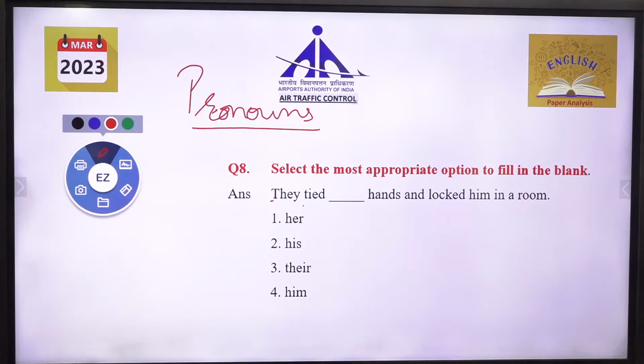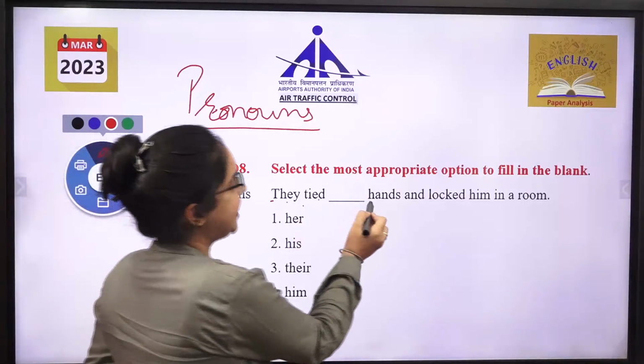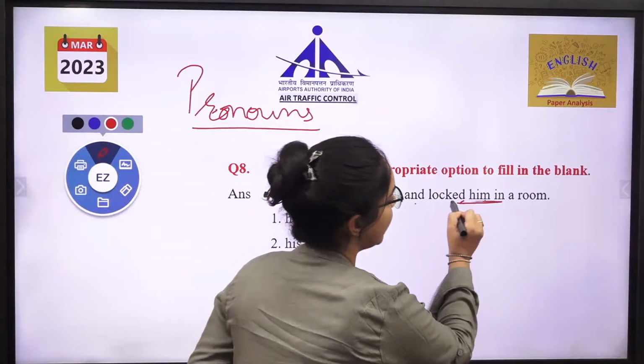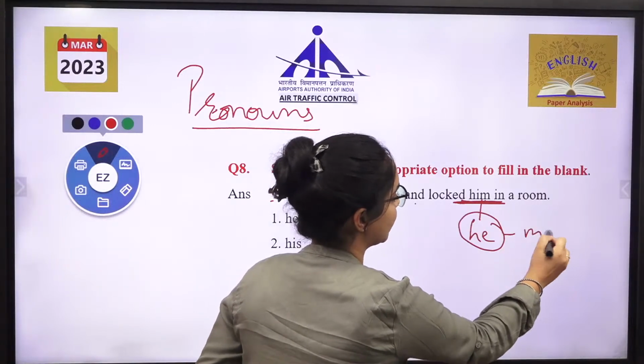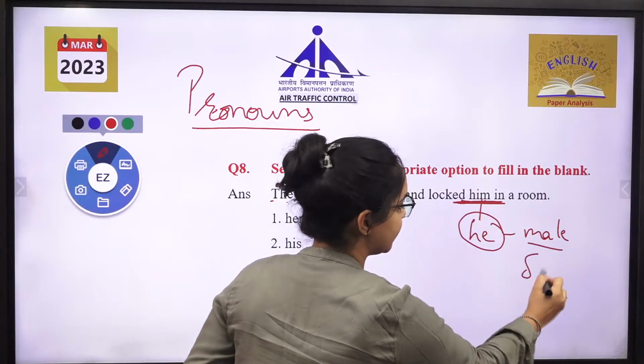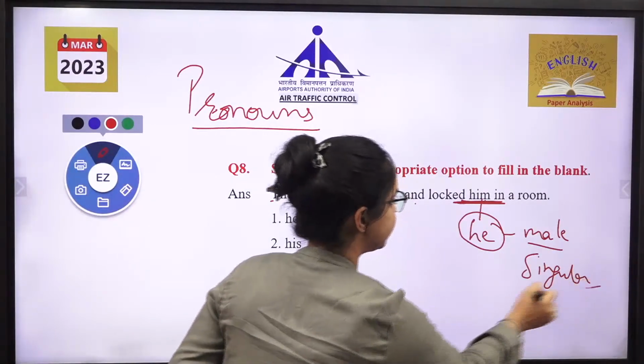Two. Very good. First thing, it is: they tied his hands and locked him. Here we get an idea. We are talking about he, that is a male person, and it is singular.